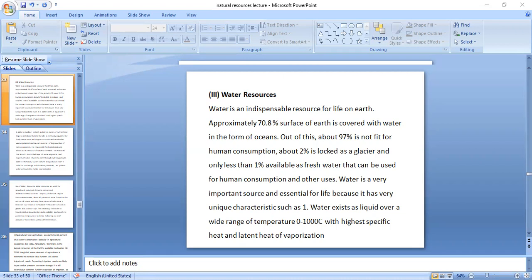Now, how dams are beneficial for hydroelectric generation. So, these are the concepts which we have studied in part 2 of this lecture of environmental study, that is natural resources. Thank you.